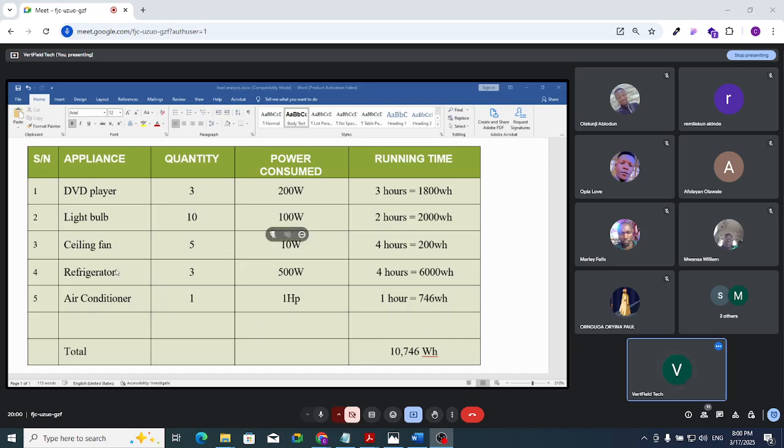So as you can see on my screen, the energy need of the facility is 10,746 watt hour. That is the energy need of the facility. Questions, please. All right, go ahead quickly.